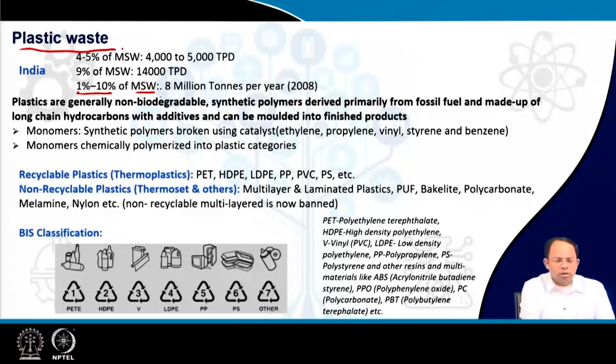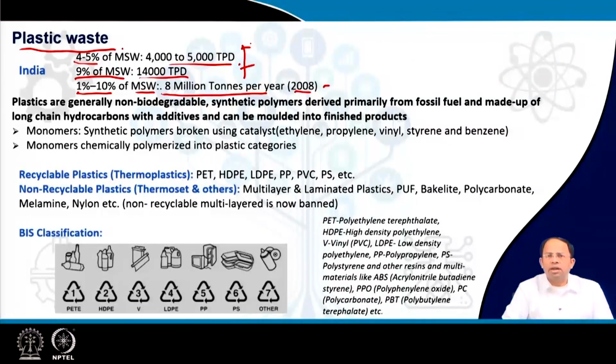The estimate is around 0.8 million tons of waste generated per year, and this figure is from 2008, which is almost 14 years back. So now this figure has of course increased. We get other estimates, something like 9% of MSW and around 14,000 tons of waste generated per day. Another publication talks about 4 to 5% of MSW and 4,000 to 5,000 tons per day. It depends on where the study has been conducted or which cities have been considered while generating these figures.